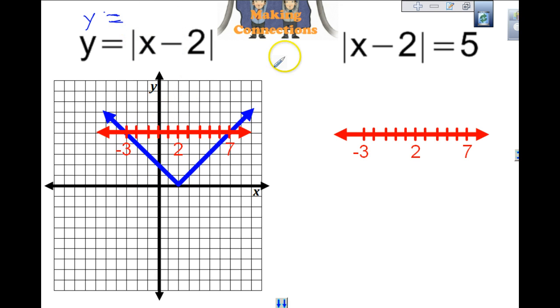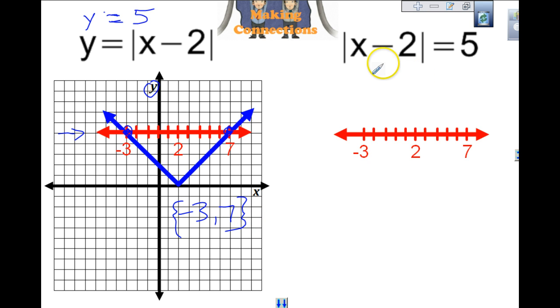That if you want to solve absolute value of x minus 2 equals 5, you can graph these individually and just see where they intersect. Y equals 5 is just right here. Y, there's positive 5, 1, 2, 3, 4, 5. And where do they intersect? At negative 3 and positive 7. That's one way of getting the answers, negative 3 and positive 7.